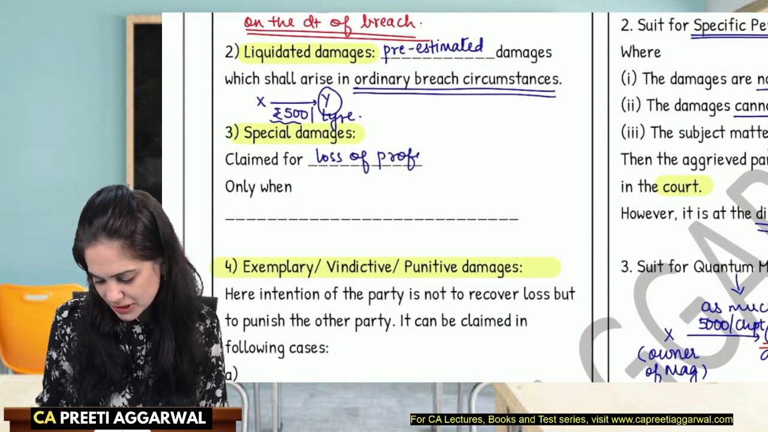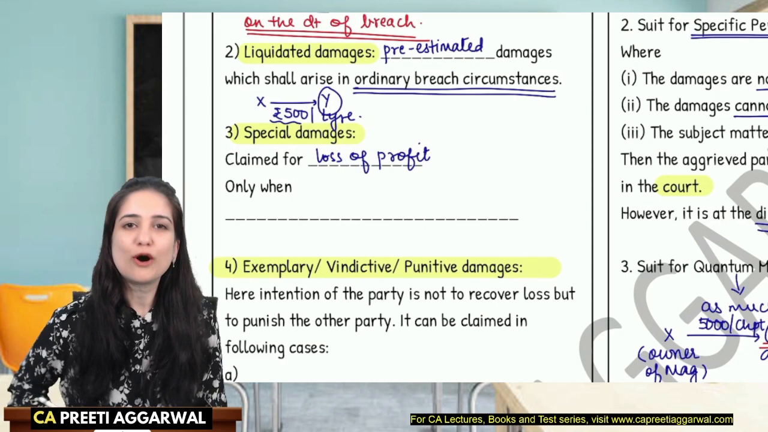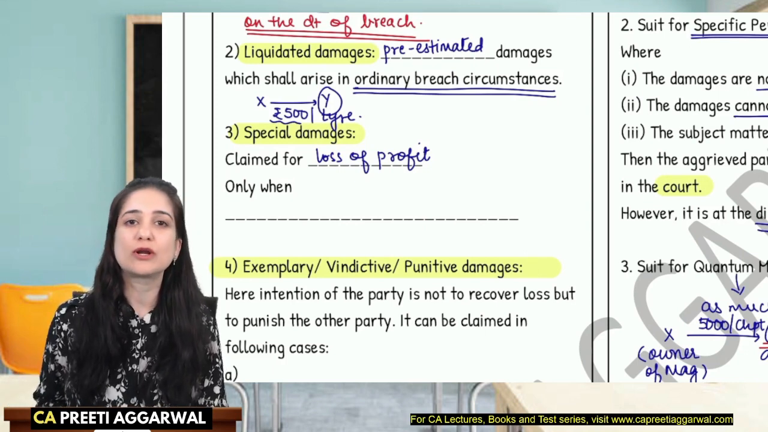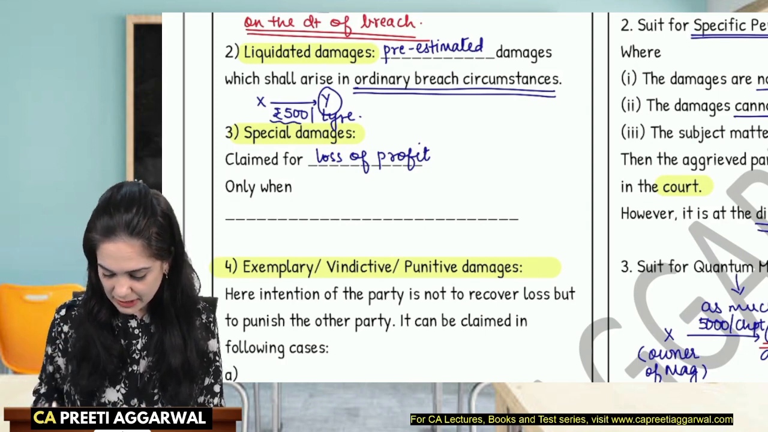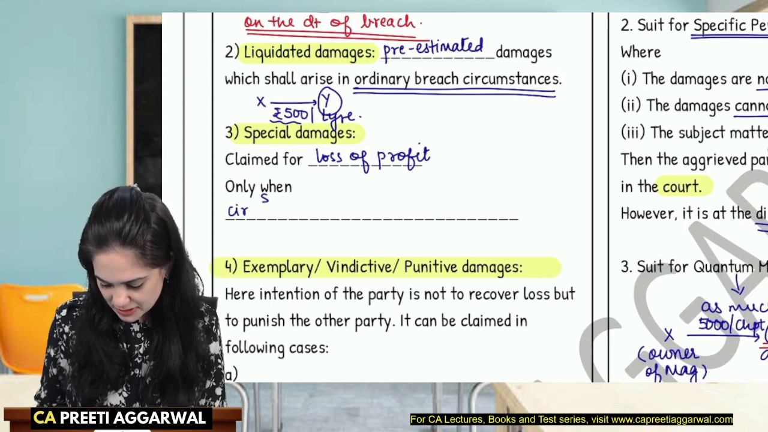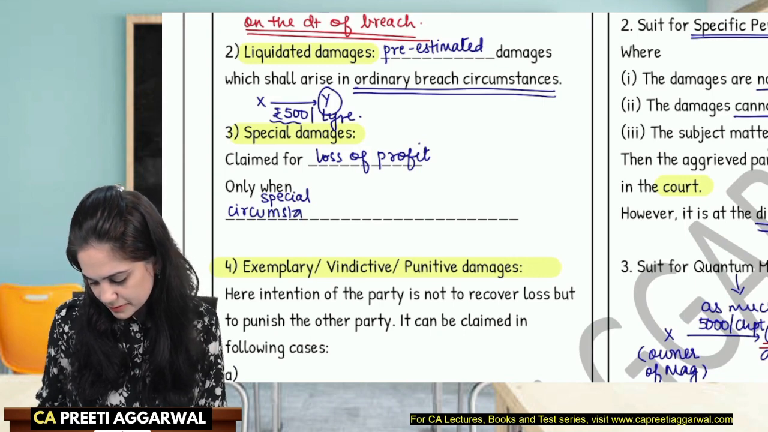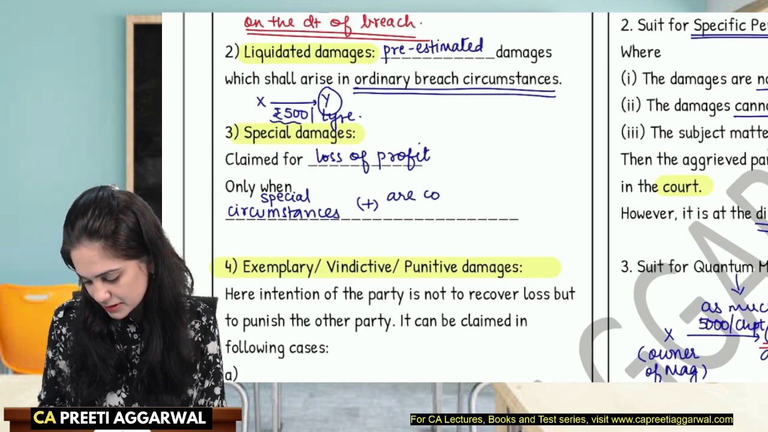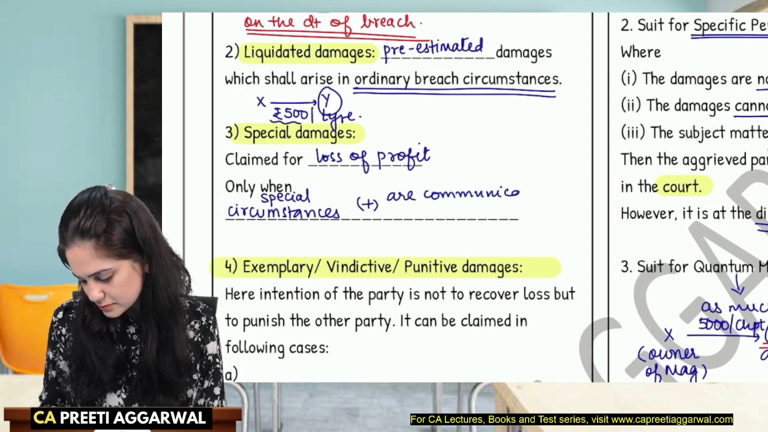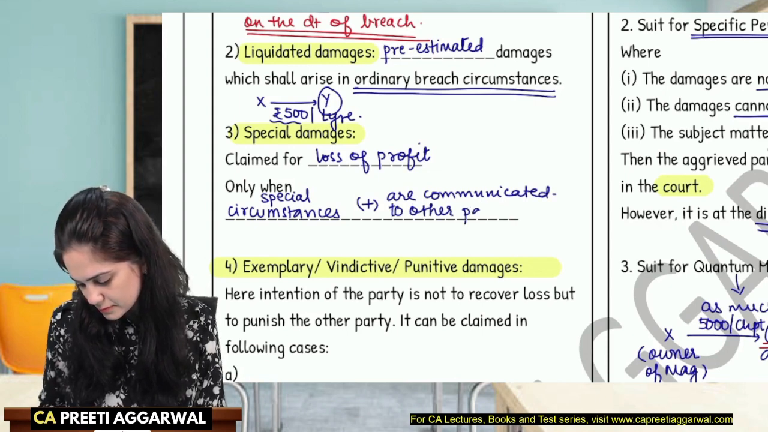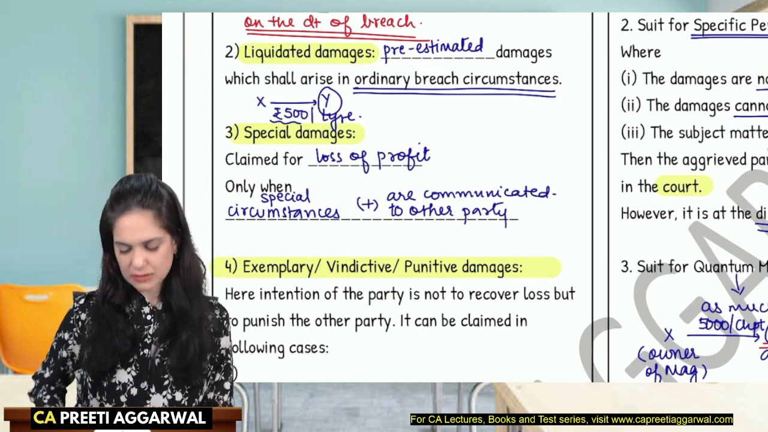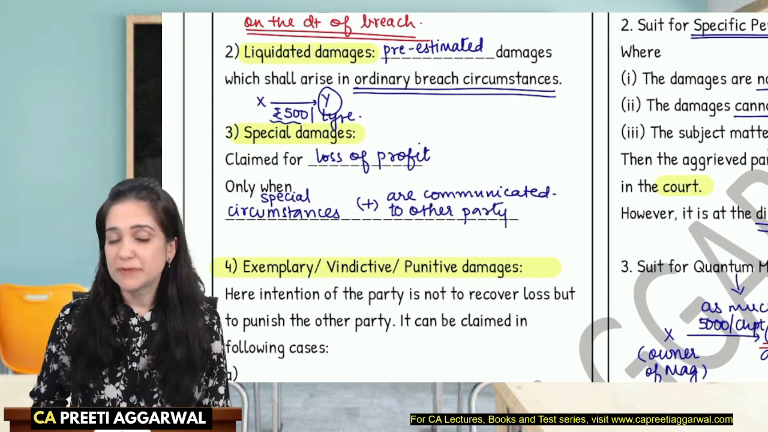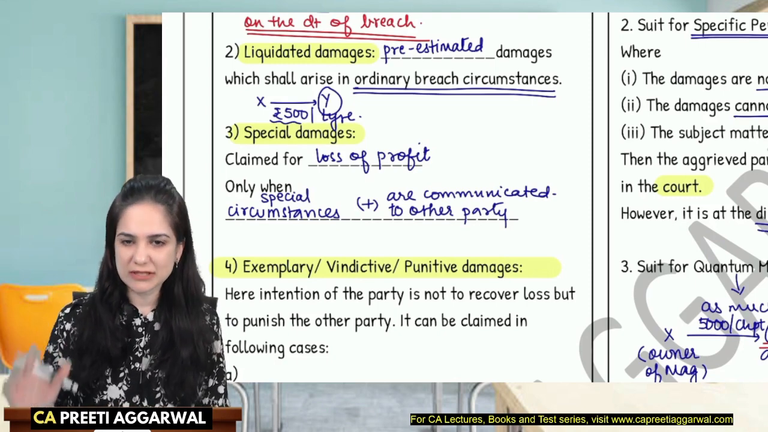Special damages are claimed for loss of profit. If I would have got the goods, I would have sold it, I would have earned profit. I lost the opportunity to earn profit. They are claimed for loss of profit. They are claimed only when there are special circumstances. And it is important to know that these circumstances are communicated to the other party. So they can be claimed only when there are certain special circumstances and they are communicated to the other party.